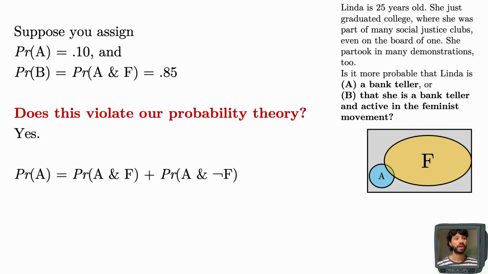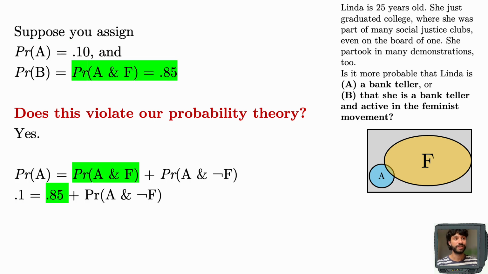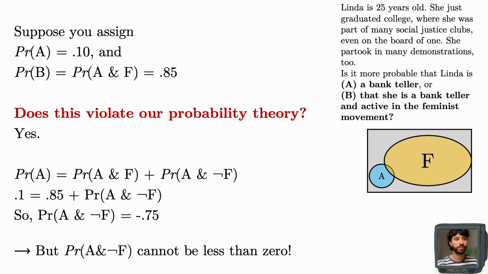So the probability of A, by the law of total probability, is equal to the probability of A and F plus the probability of A and not F. Just plugging in numbers: the probability of A is 0.1, from our assumption. The probability of A and F is 0.85, again the belief we assume we're having. Putting these together, we get that the probability of A and not F is equal to minus 0.75. But this can't be, because the probability of A and not F cannot be less than 0.